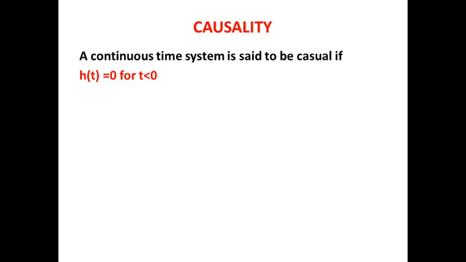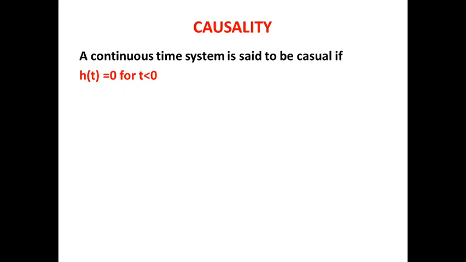In time domain, if you would like to find whether a system is causal or non-causal, a continuous time system is said to be causal if h of t is equal to 0 for t lesser than 0. You need to find the impulse response h of t, and if you substitute t lesser than 0, h of t should evaluate to 0. So, in time domain, causality of a system can be obtained using this h of t.